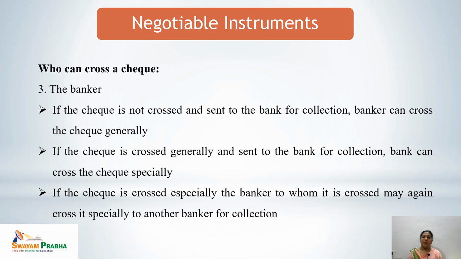Third is the banker who is going to make the payment. If the check is not crossed and is sent to the bank for collection, the banker can cross the check generally. But if the check is already crossed generally and is being sent to the bank for collection, the bank can cross the check specially. But if the check was already crossed specially to a banker, then that banker may again cross it specially to another banker for collection. As we have read, this is the only case where the check can be crossed twice.